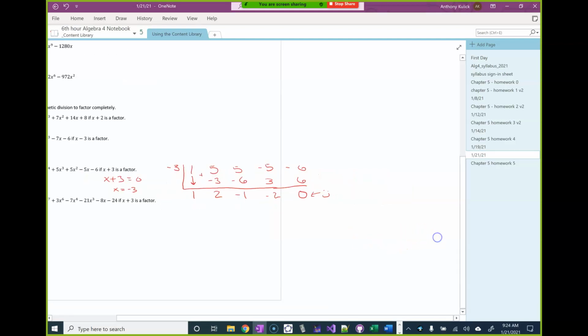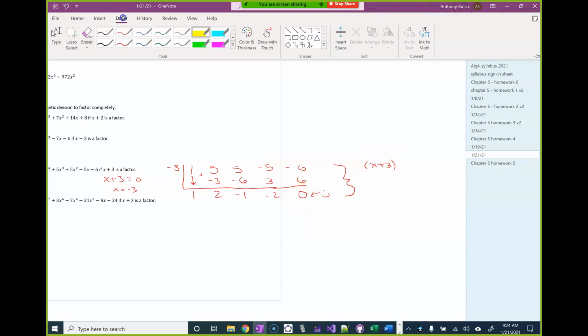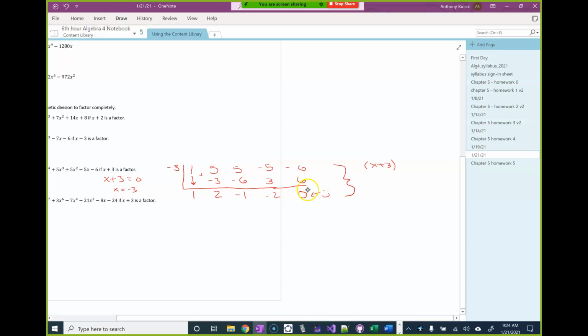Now, what this piece of information tells me is this polynomial factored, or at least a partial factoring of it. Because my remainder was 0 when I divided, I know x plus 3 is a factor. Okay with that?